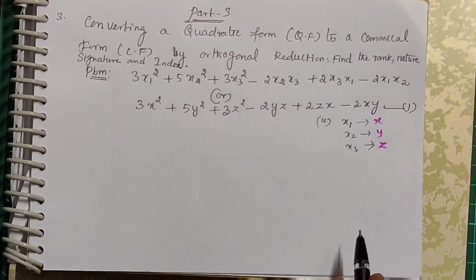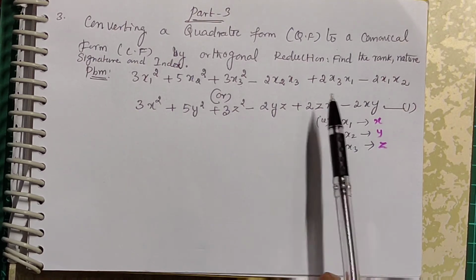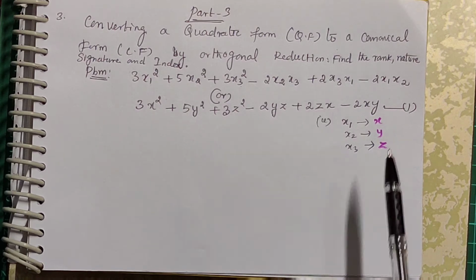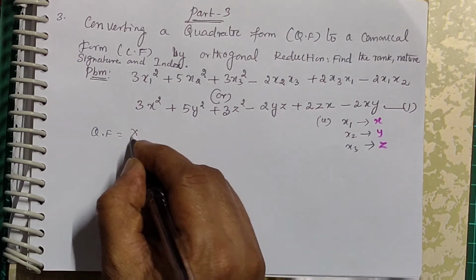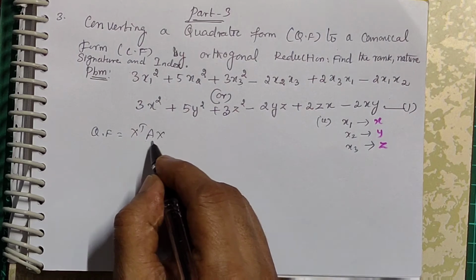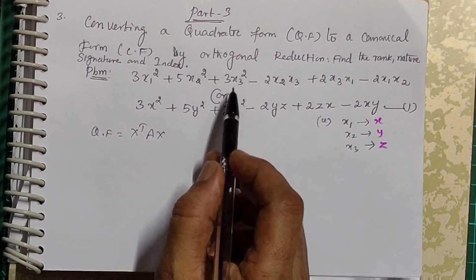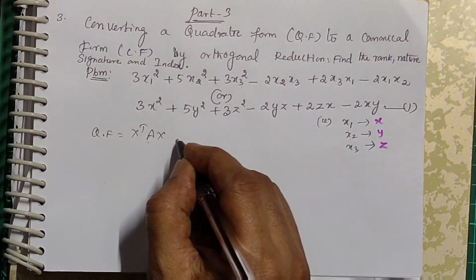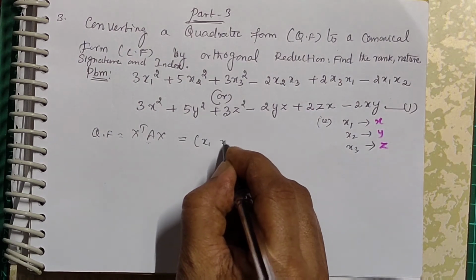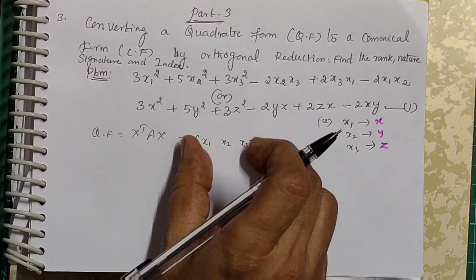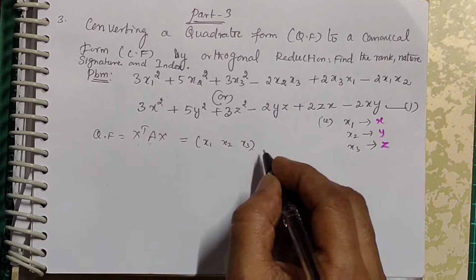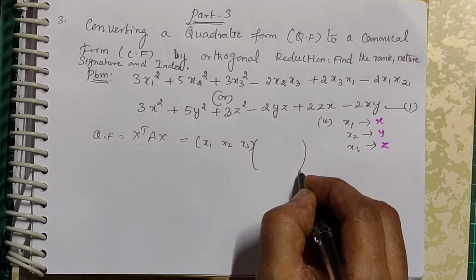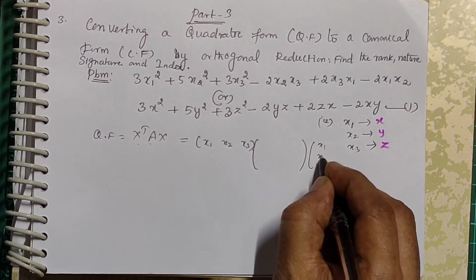The first thing is we have to construct the matrix corresponding to this quadratic form. In general, the quadratic form can be expressed as X transpose AX, where A is the symmetric matrix corresponding to this quadratic form. So I can write this as x1, x2, x3, which is nothing but the column vector x1, x2, x3, transposed, so you are getting it as a row. Then I have to write the symmetric matrix, followed by x1, x2, x3.